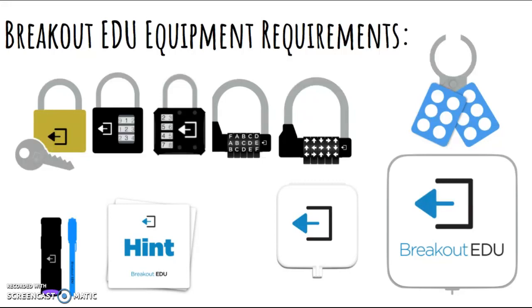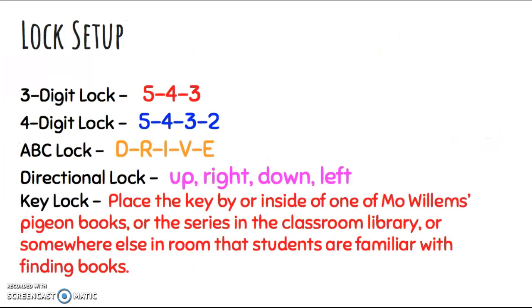For this breakout, you'll need all of the Breakout EDU equipment that is shown here. The lock setup. The 3-digit lock will be set to 543. The 4-digit lock, 5432. The ABC lock, the word drive. The directional lock, up, right, down, left.